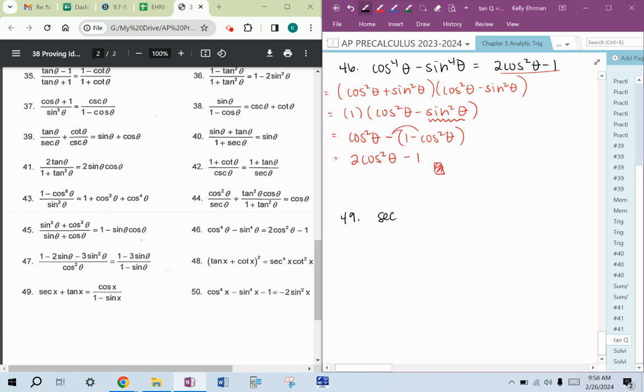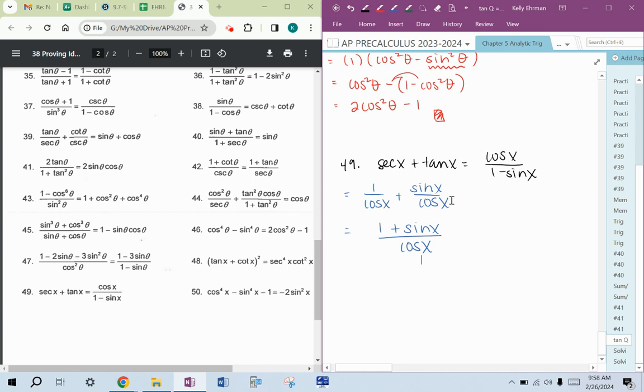Secant x plus tangent x equals cosine x over 1 minus sine x. Anytime I see that fraction on the right, I know that somewhere I'm going to be multiplying by a conjugate, because this is the one where you're kind of stuck and don't have anything to do. But I'm going to start on the left side and make this 1 over cosine x plus sine x over cosine x. These already have a common denominator, so make it 1 plus sine x all over cosine x.